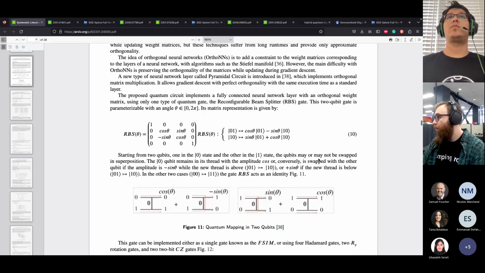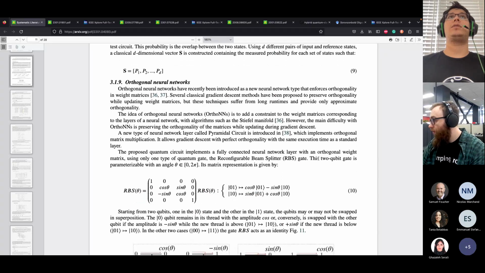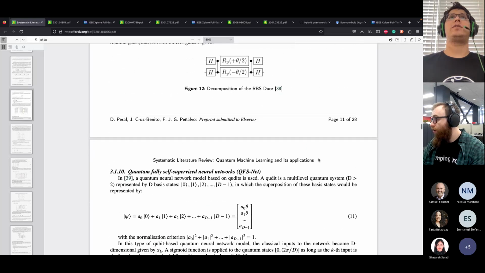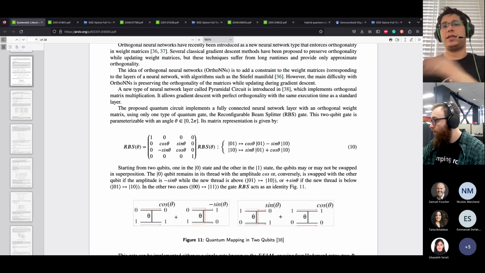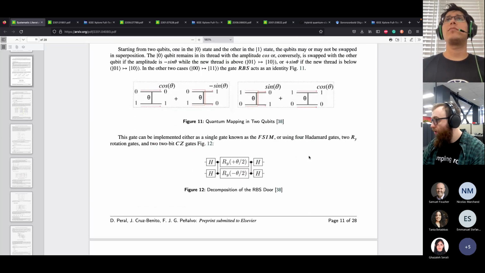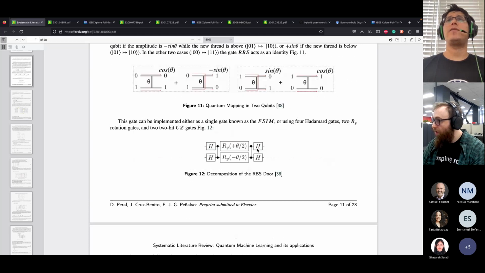Orthogonal neural networks. Okay, I have no idea what this is. Let's see if they have something. Okay. So they are constrained to the weight matrices, so basically the matrices inside the neural network. If you don't know what a neural network is, it's basically a sequence of matrices and some nonlinearities. And what they do is they put a constraint on the matrices. Apparently they use quantum operations to keep track of these constraints. I'm not sure how they put this all together. We will have to look at the details.